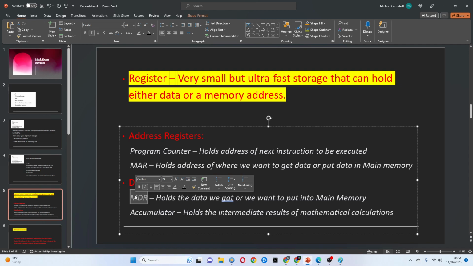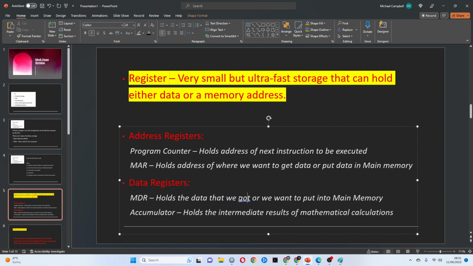So the MDR holds the data that we got from main memory. So a minute ago when we did the fetch from RAM, we put where do we want to fetch from RAM, and then that's where the data from RAM appears. And the last one is the accumulator. Think of the accumulator as like a calculator. As you're adding 2 plus 4 plus 6, it will just keep a record of the current result of mathematical calculations, because many calculations are multiple steps, aren't they? Like you do 4 steps or 5 steps. And so it's each step that stores the result of any calculations in there. Yeah, so it holds the calculation results.